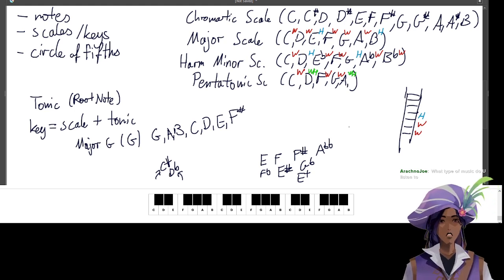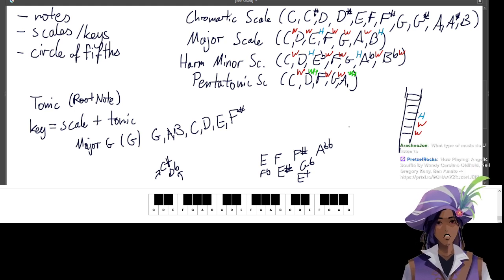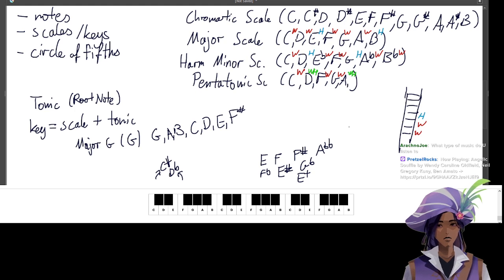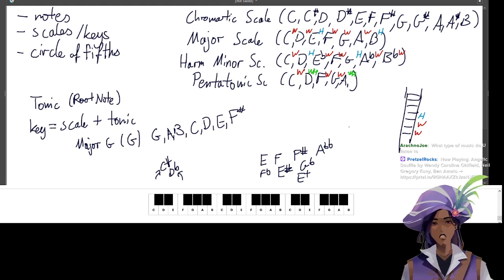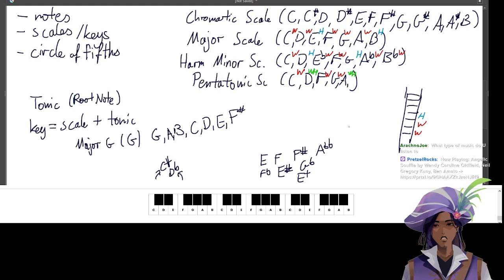What type of music do I listen to? Ooh, a lot. All sorts of music. I listen to classical music, I listen to jazz, I listen to soundtracks, metal, even dubstep. Dubstep as well. I listen to that sometimes. So, like, pop music as well.